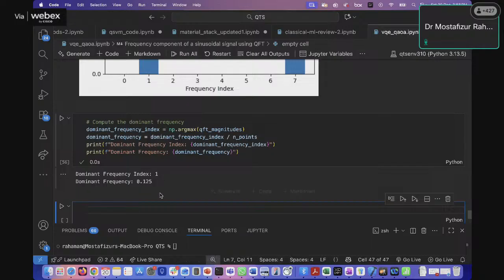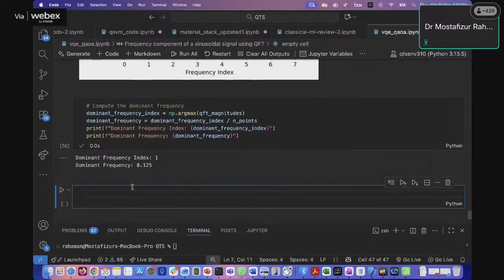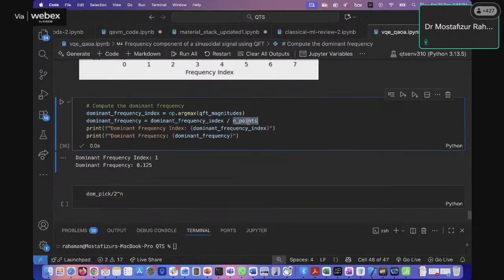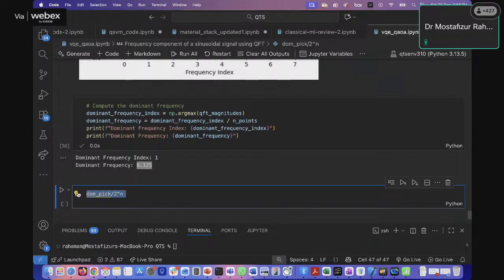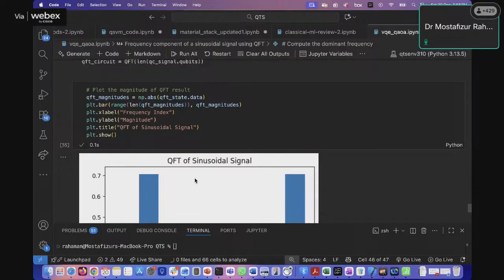So we calculate the frequency as your dominant component, the dominant peak, divided by 2 to the power n. That is the formula. Now 2 to the power n is also the number of points, which is here 8, right? So the dominant frequency index divided by 8 comes out as 0.125 as your estimated frequency for the sinusoidal signal. So this is an application of the QFT.